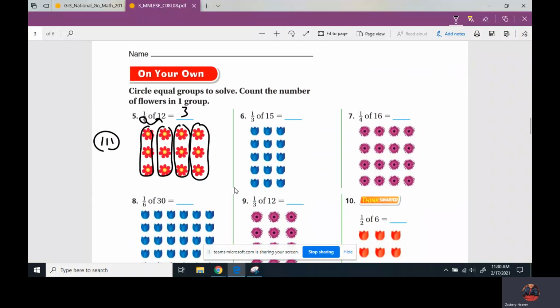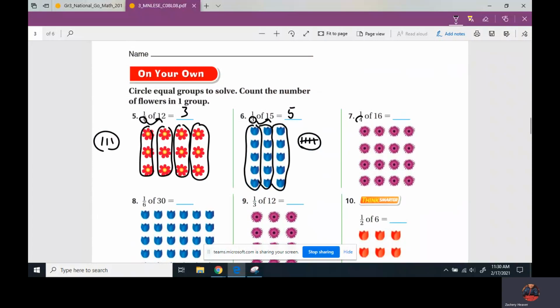1/3 of 15. How many times can 3 go into 15? Well, 3, 6, 9, 12, 15. So it's going to be 5 in each group. 1, 2, 3, 4, 5. And the answer is going to be 5 because there's 5 in each group.